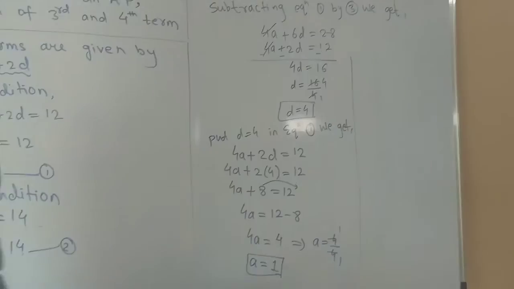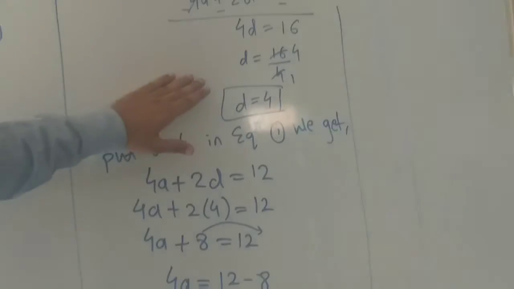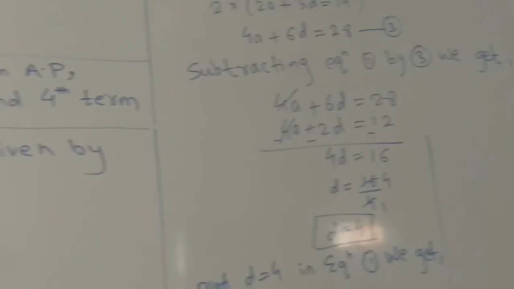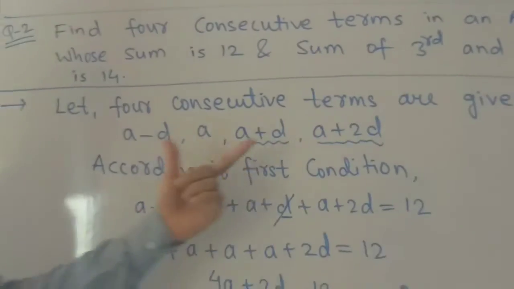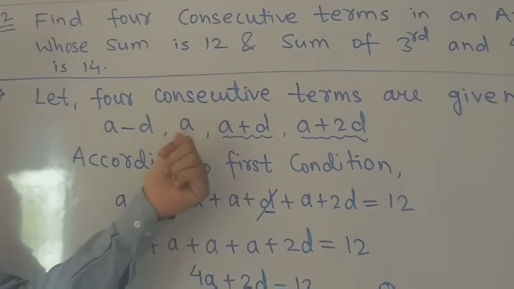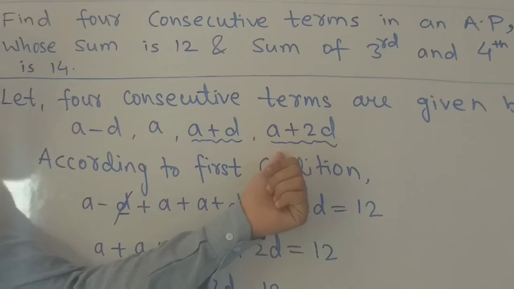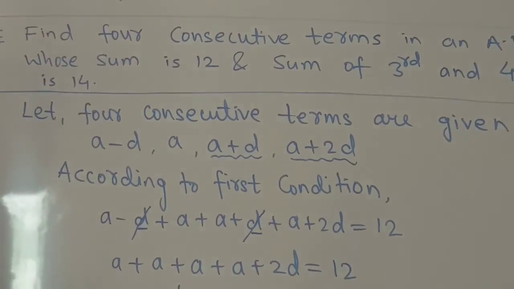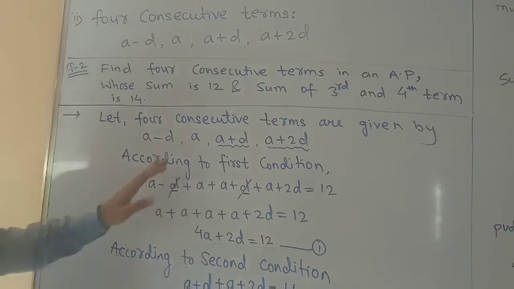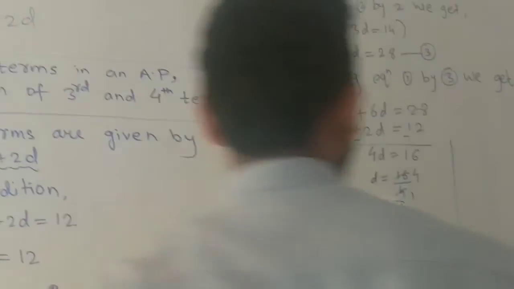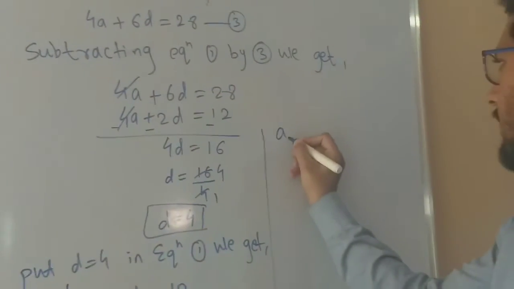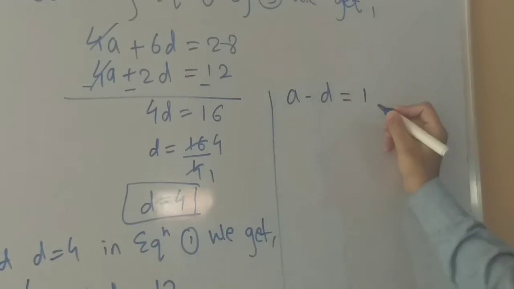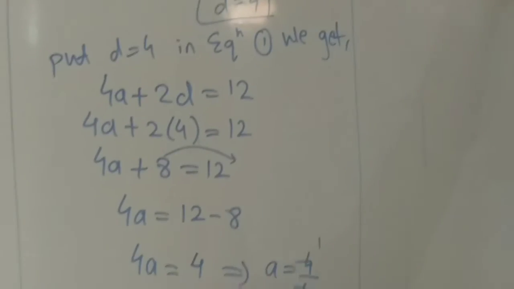Now what is the final step? The final step is to substitute these two values in these terms: a minus d, a, a plus d and a plus 2d. As we substitute these values, you will get the 4 consecutive terms. First is a minus d. So a is 1, d is 4. 1 minus 4 is minus 3.